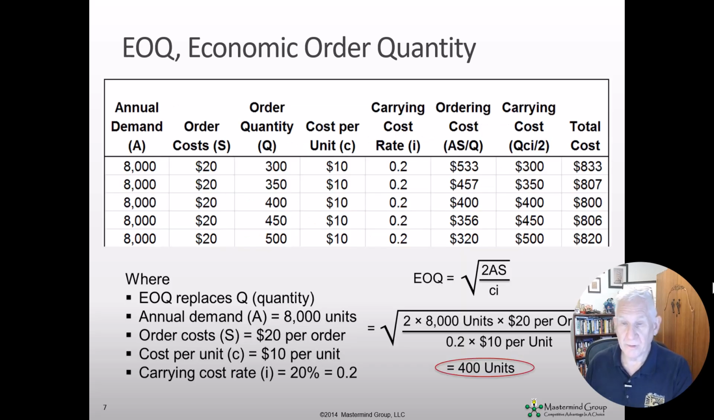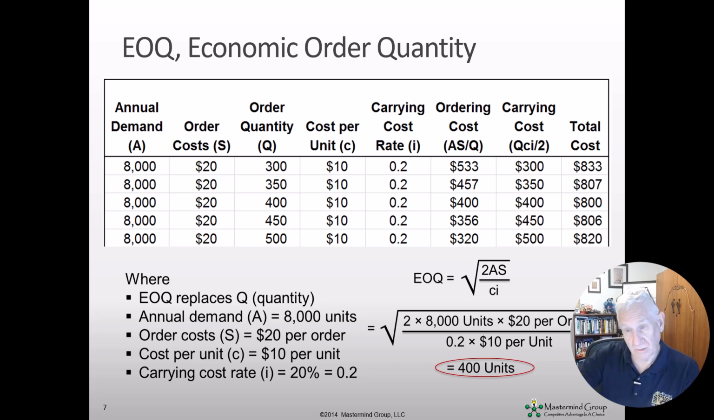Here's a couple of examples using the formula for EOQ. Notice it's 2 times the annual usage times the cost per placing an order, divided by the carry cost rate times the cost of the unit, and then we take the square root, and we get, in this case, the quantity of 400.